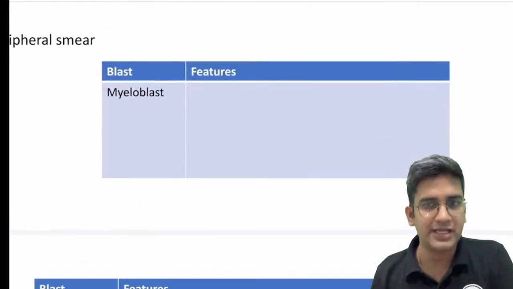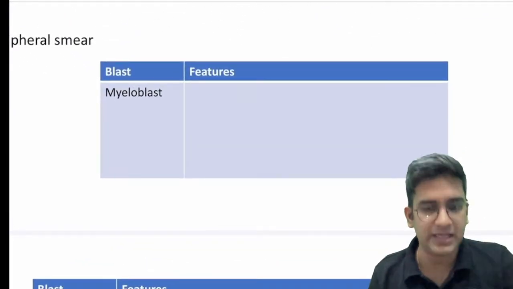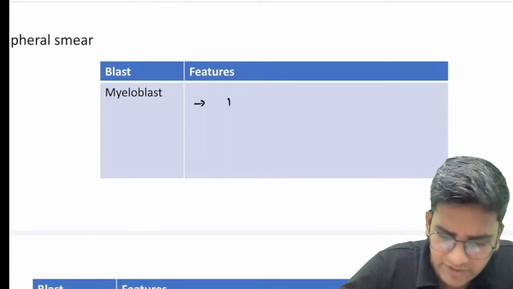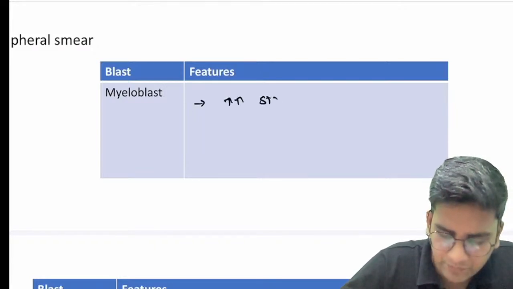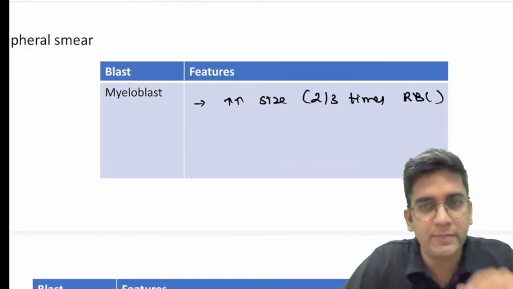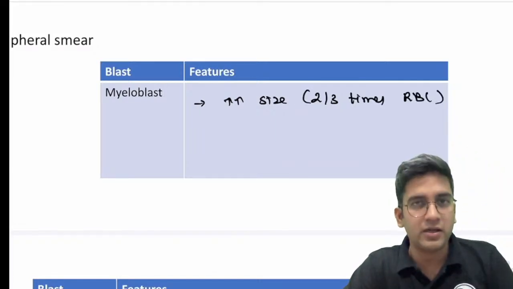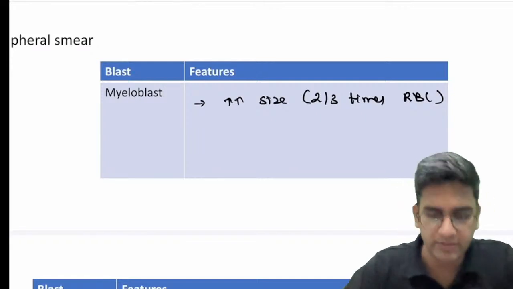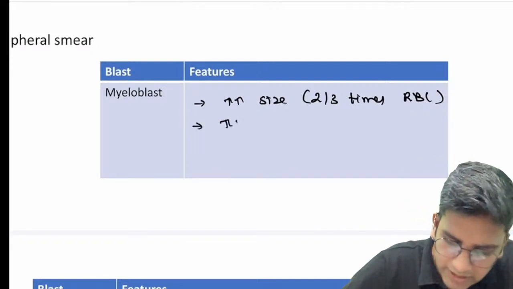So ultimately it's blast. One common finding for every blast is size, right? It's definitely going to be increased in size, at least 2 to 3 times that of an RBC. This you can write for every blast, be it a myelo, be it a mono, be it a megakaryo, be it an erythro. All of the blasts will be larger in size. All of the blasts will have a high NC ratio.